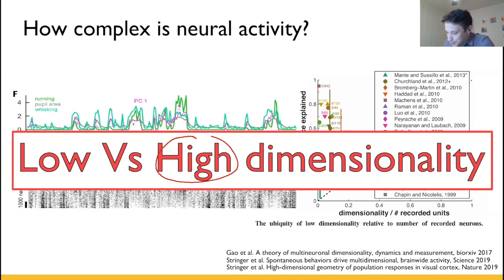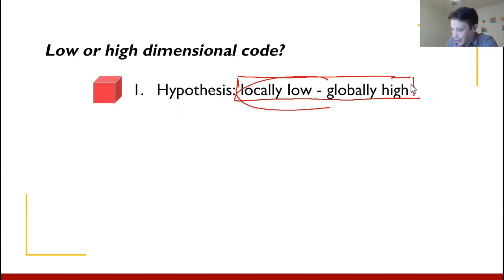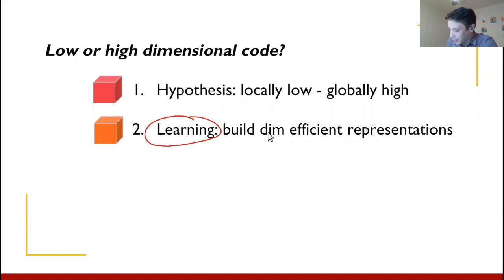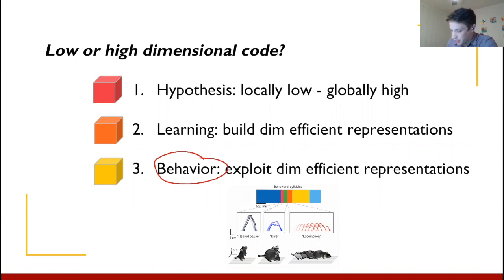There are simple considerations that can be made to resolve this dichotomy. Maybe sensory areas are of one kind and motor generation areas are low dimensional. There are many different considerations, but still this dichotomy is very present in the field. So I put forward this hypothesis, and I will clarify it shortly, defining well what we're saying about dimensionality. Then I will link it to learning and show how we can build representations that are efficient from this dimensionality perspective, and link it also to behavior, more specifically to behavior that has some features of naturalistic behavior. So these are the three parts that I'm going through today.